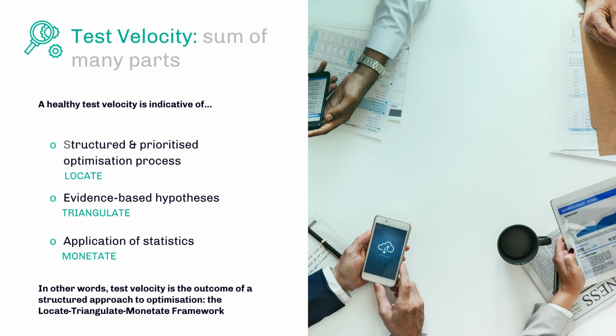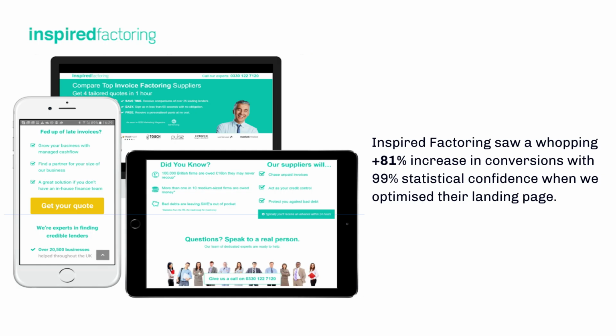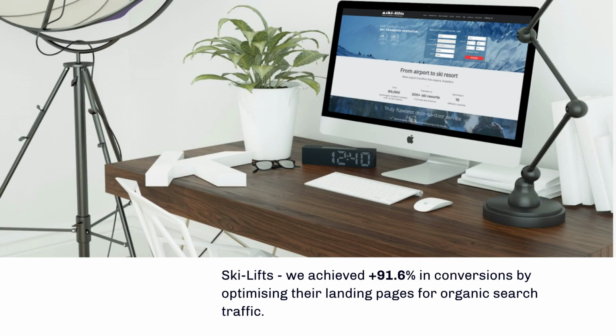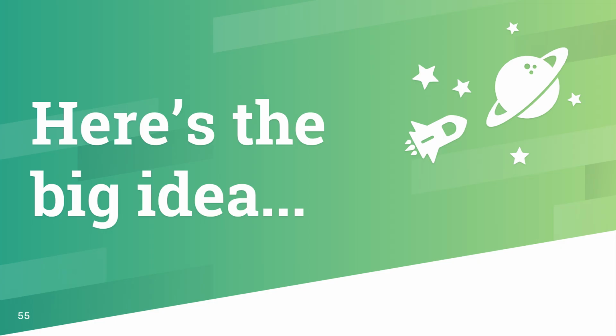Going back to locate, triangulate, monetate, if all those elements are in place, then you'll have a healthy test velocity. So it's all self-reinforcing. Test velocity is your KPI, and the locate, triangulate, monetate framework is how you get there. If you follow locate, triangulate, monetate, you will ultimately have a really good test velocity. And that's how, for Inspired Factoring, we gave them a whopping 81% increase in conversions and 99% statistical confidence when we optimized their lead gen landing page. Or Skilift's e-commerce website, where we achieved a 91.6% increase in conversions by optimizing landing pages for organic search traffic. So it really does work.